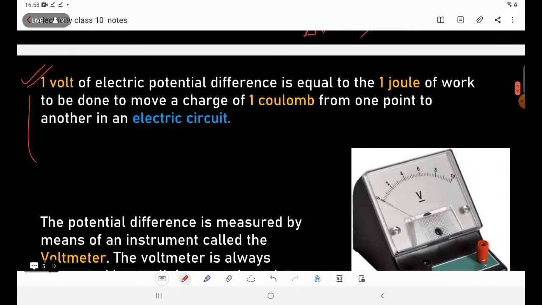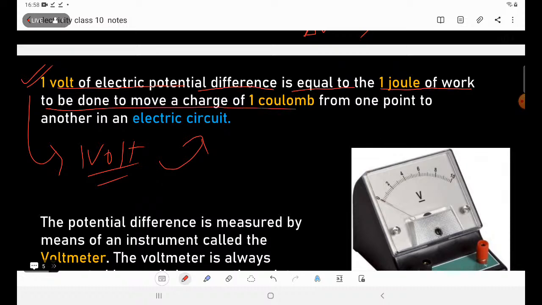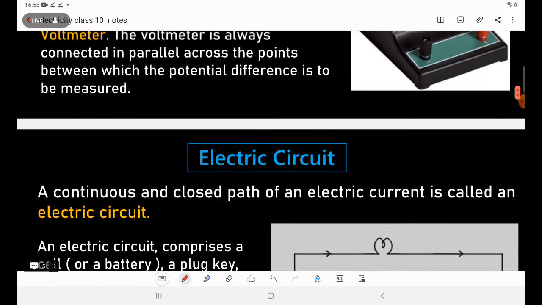The definition of 1 volt is this: 1 volt of electric potential difference is equal to 1 joule of work done to move a charge of 1 coulomb from one point to another in an electric circuit. This part is also important. Do write or mention this point.